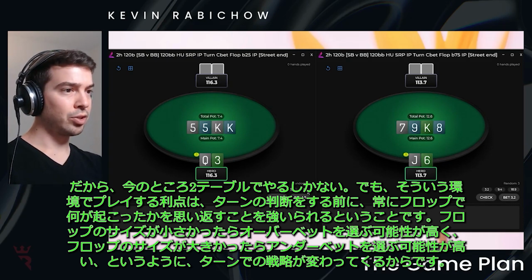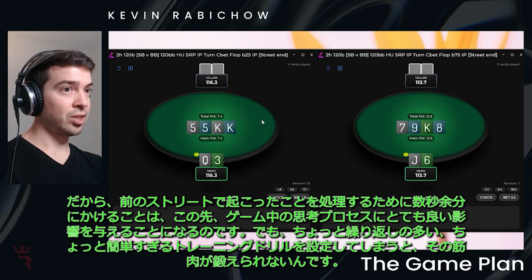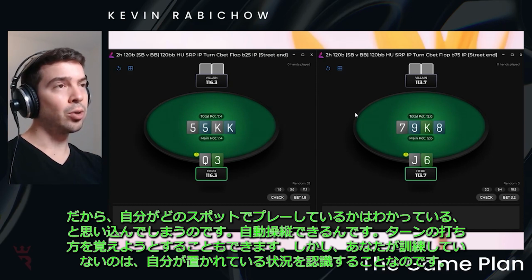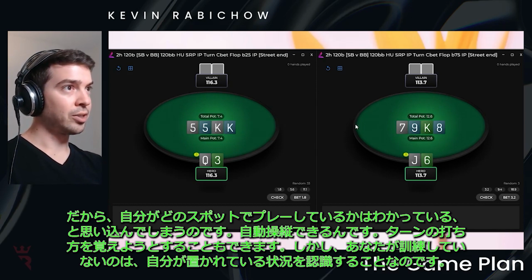We're more likely to choose overbets when the flop size was smaller. We're more likely to choose underbets when the flop size was bigger. So taking that extra second to process what happened on the previous street is going to be really good for your in-game thought process down the road. But if you set up a training drill that is a little bit too repetitive, a little bit too easy, then you don't exercise that muscle. So you allow yourself to just assume, oh, I know what spot I'm playing. I can autopilot. I can just try to memorize how to play turns. But what you're not training is your recognition of the situation that you're in.